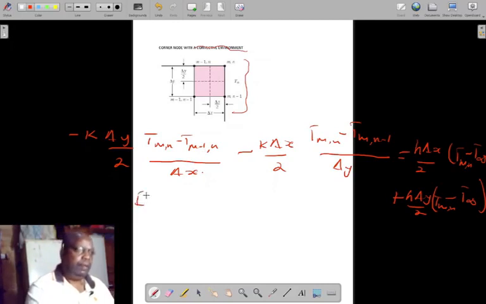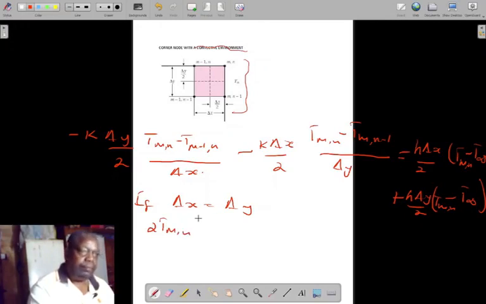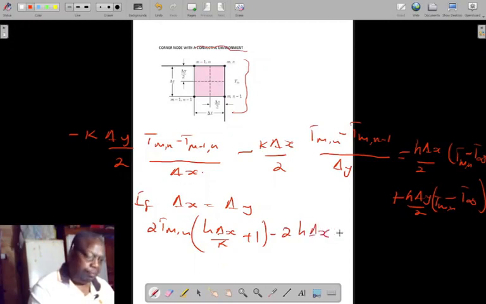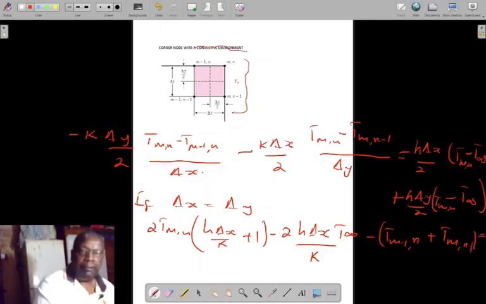Now again, if delta x is equal to delta y, our equation will reduce to Tm comma n (h delta x over k plus 1) minus 2 h delta x T surroundings over k minus (Tm minus 1 comma n plus Tm comma n minus 1), and that will be equal to 0.